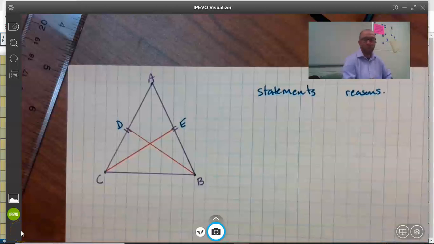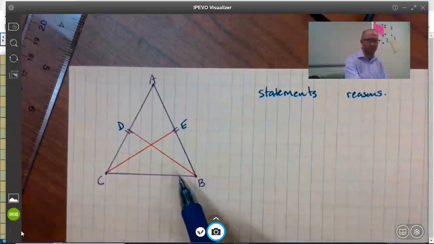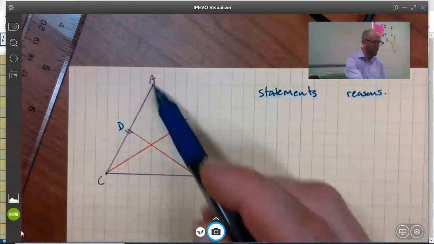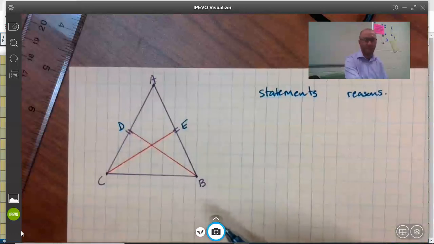Okay, let's do some proving here. This is going to be probably a little sloppy because I'm totally winging this. Okay, now we got this isosceles triangle with AC and AB being the same length.